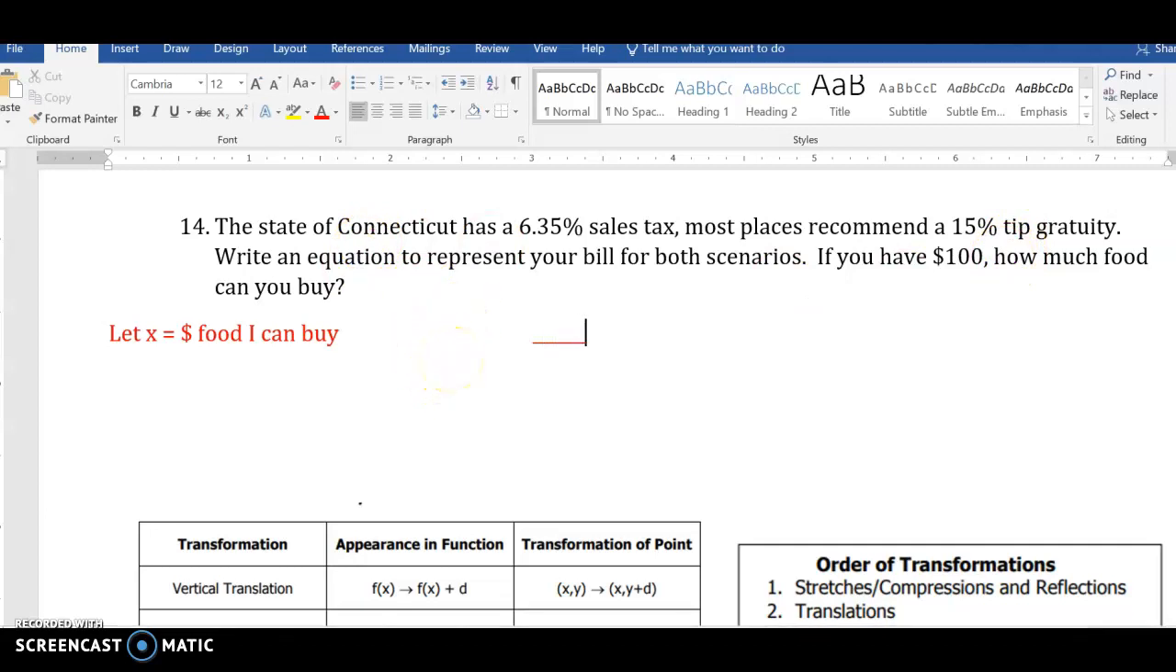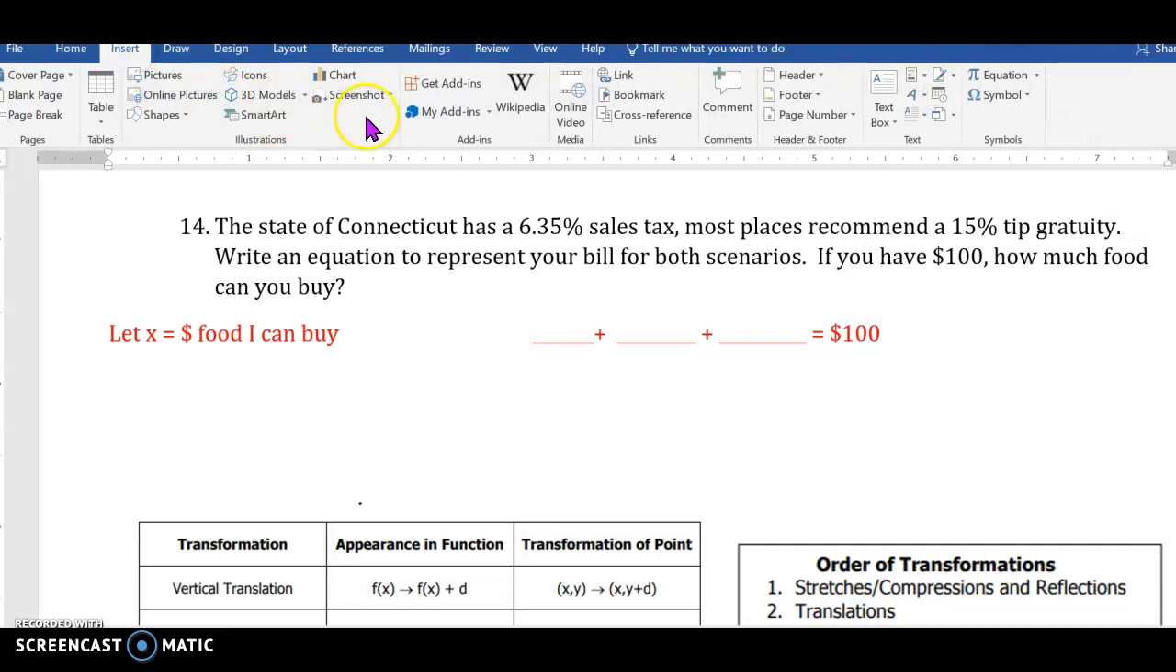Then I know that there's two things I need to add to the food that I buy in order to come up with $100. So typically when I have a word problem, I try to start with the total because it's usually the easiest. Right here, I'm going to put X, because I have to start with the food that I'm buying.